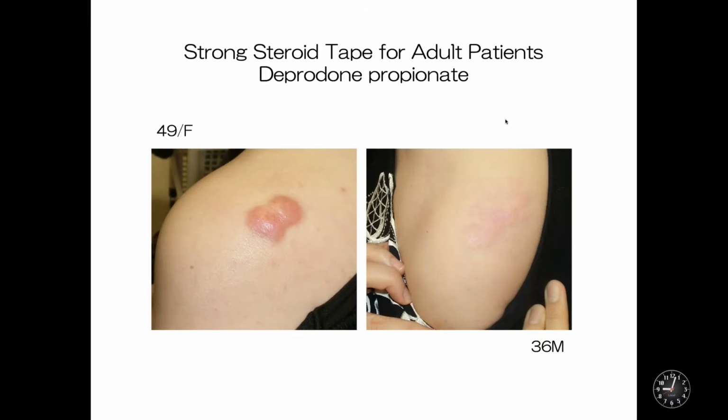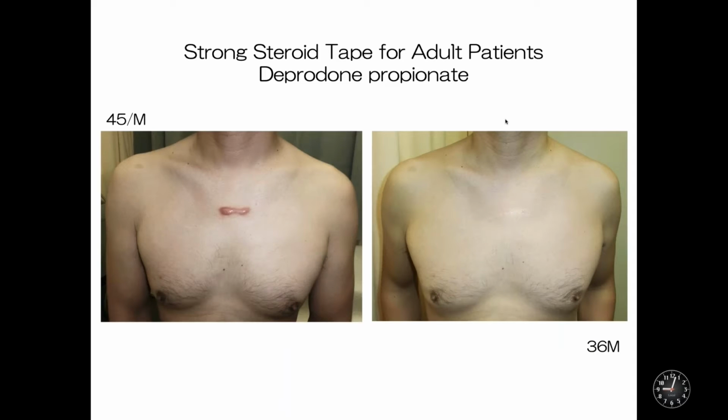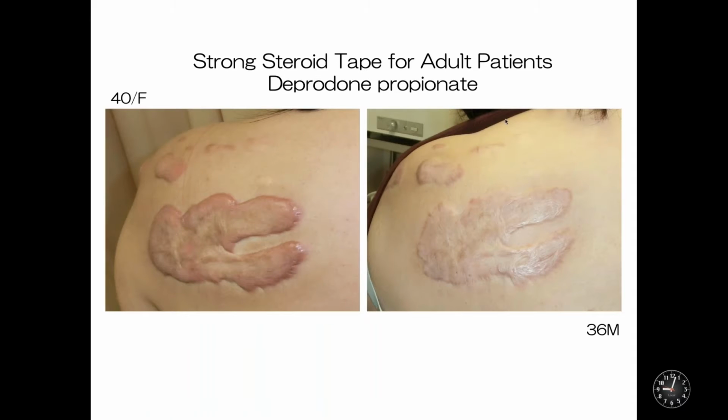But for adult patients, the strong tape, deprodone propionate, should be the first choice. And such minor keloids can be treated by steroid tape only.